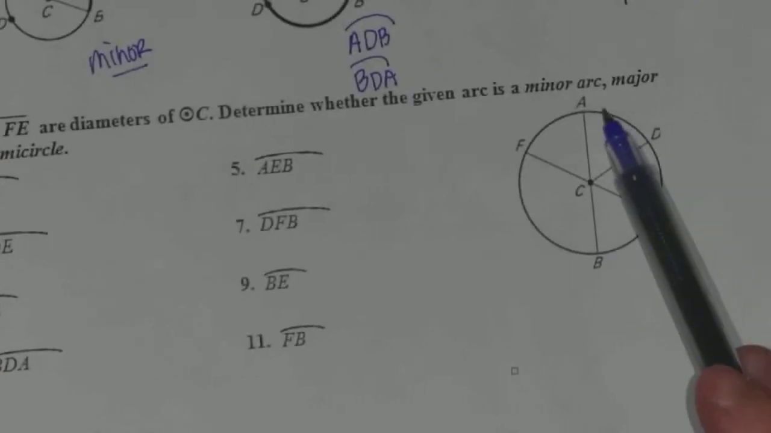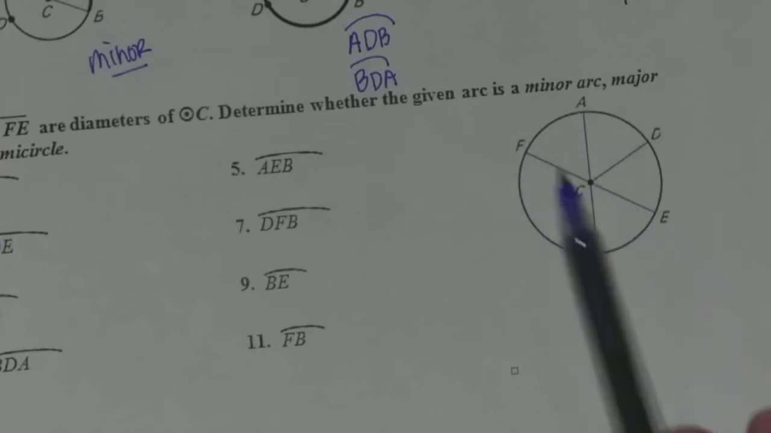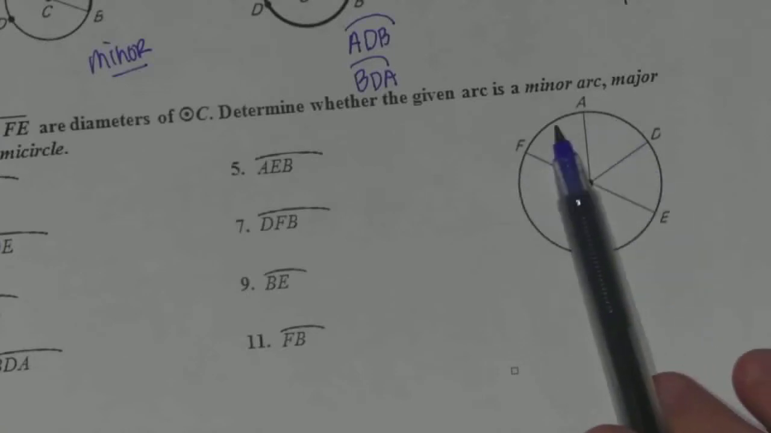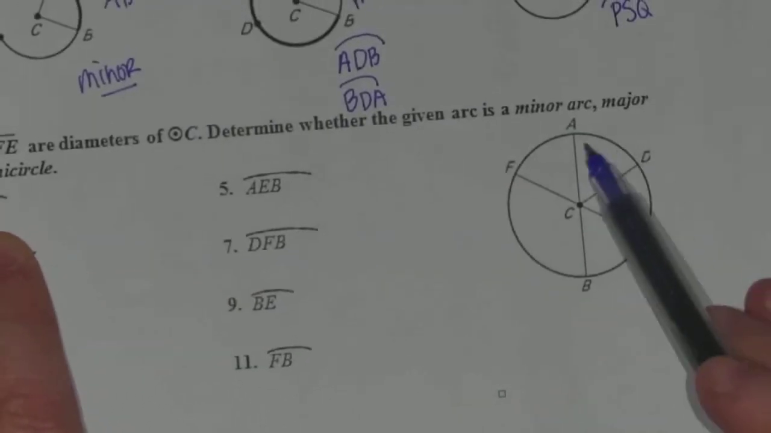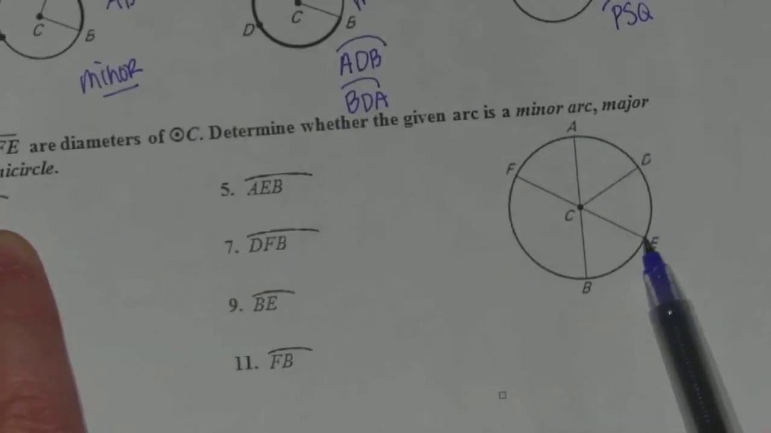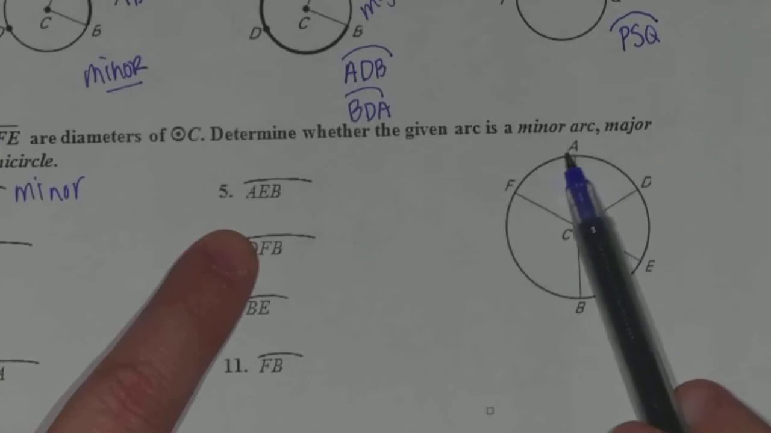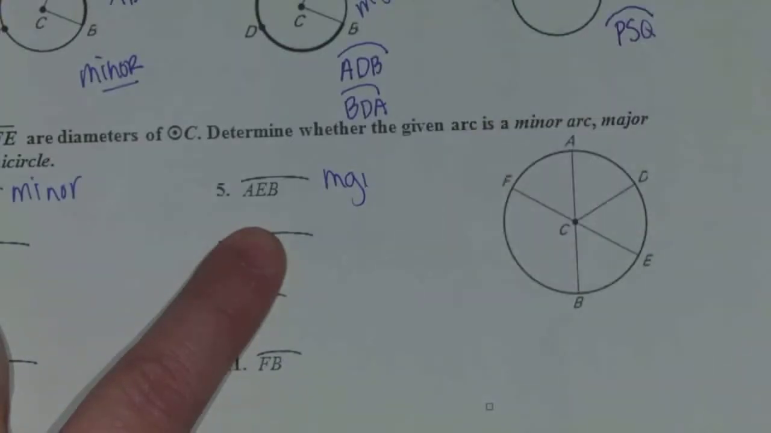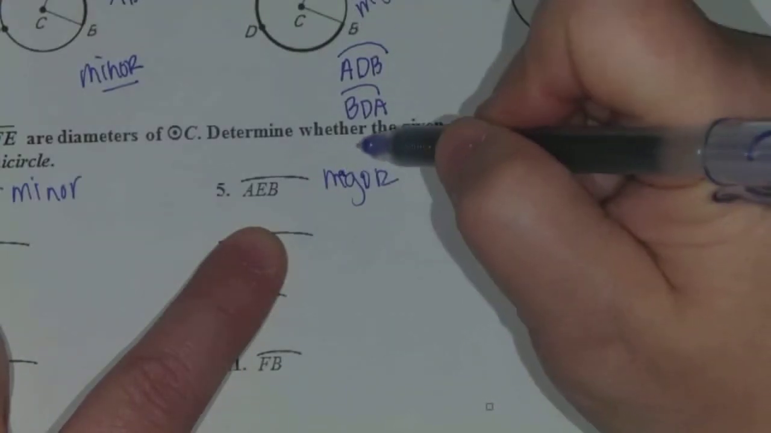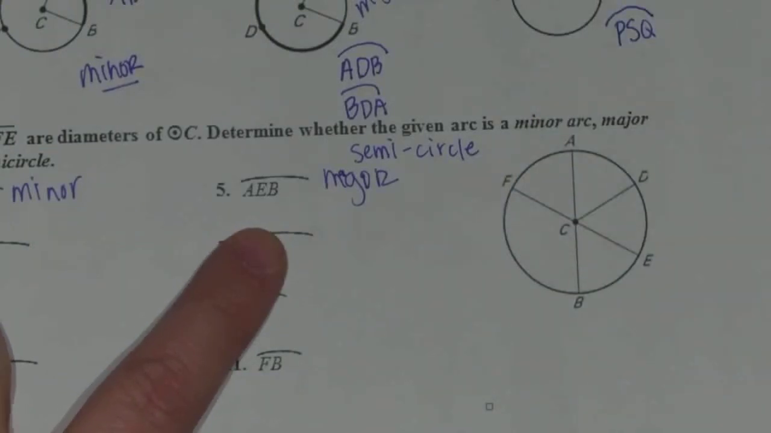It says A and B are, from A to B is a diameter, which helps us know that that's a semicircle. And then F and E is also a diameter, so we know semicircle this direction. And it wants to know if we're looking at a major arc or a minor arc. So from A to E. From A to E, major or minor? Minor. AEB, AEB. That's major. We could, oh, I don't know why I can't spell major today. There's an A in there, right? Major. You could also call that a semicircle if you were trying to be more precise.